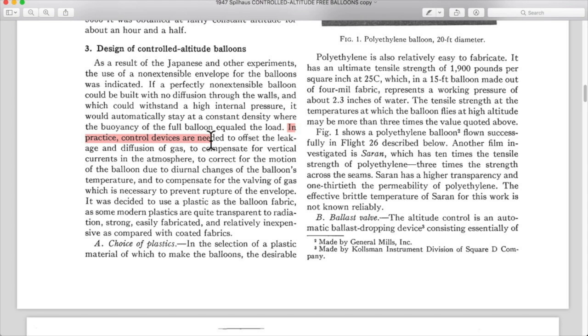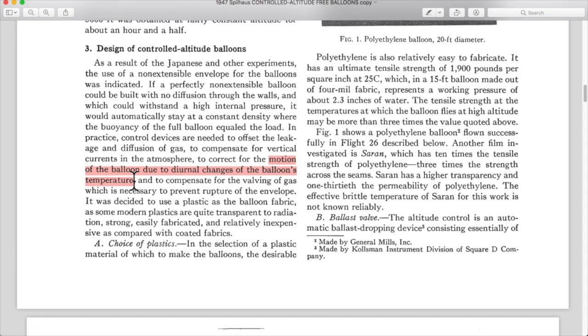In practice, control devices are needed to offset the leakage and diffusion of gas, to compensate for the vertical currents, to correct for the motion of the balloon due to diurnal changes of the balloon's temperature, and to compensate for the valving of gas necessary to prevent rupture of the envelope. Well, that's a lot of things that they are preparing to compensate for. Interesting. Motion of the balloon due to diurnal changes of the balloon's temperature.